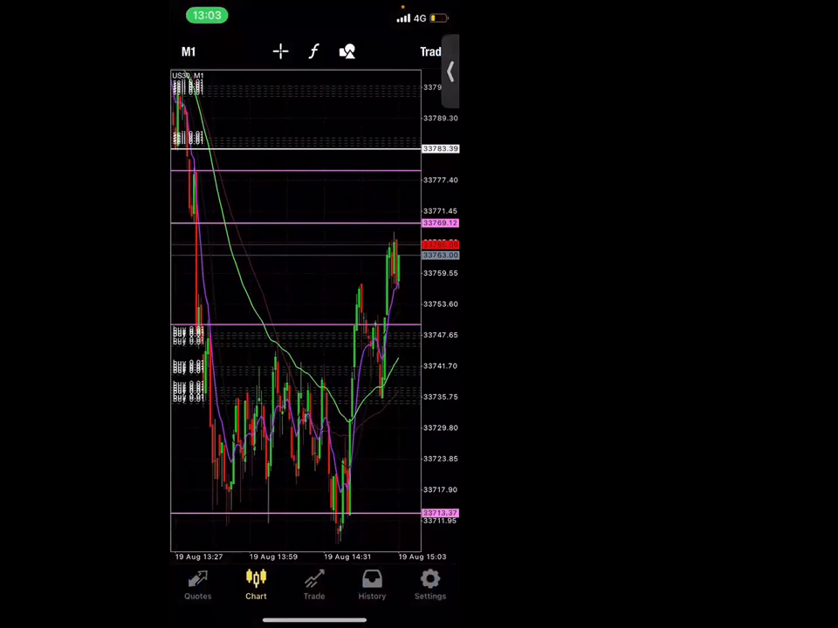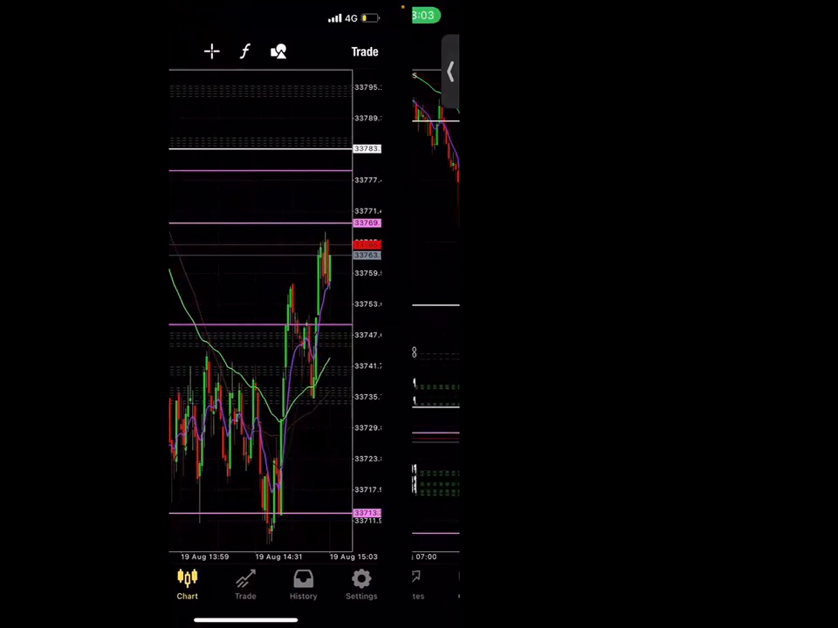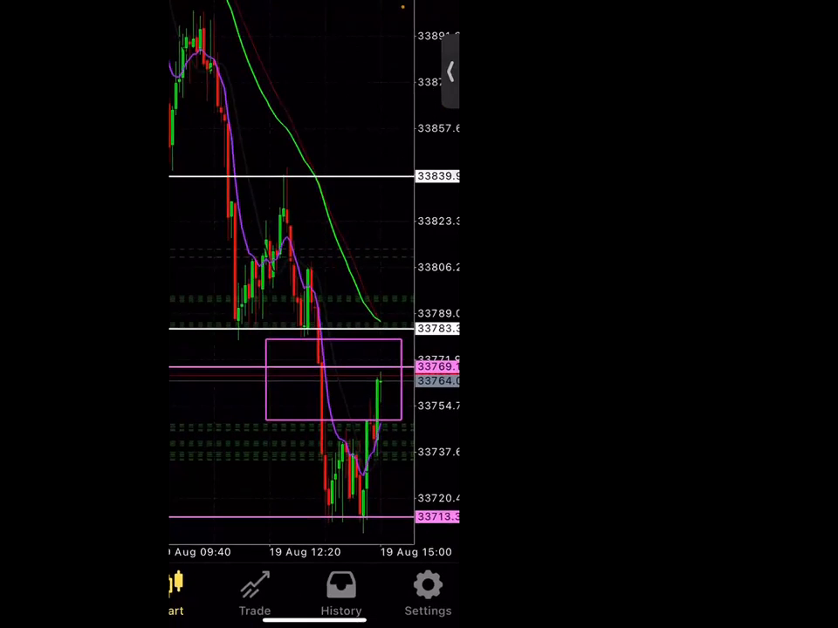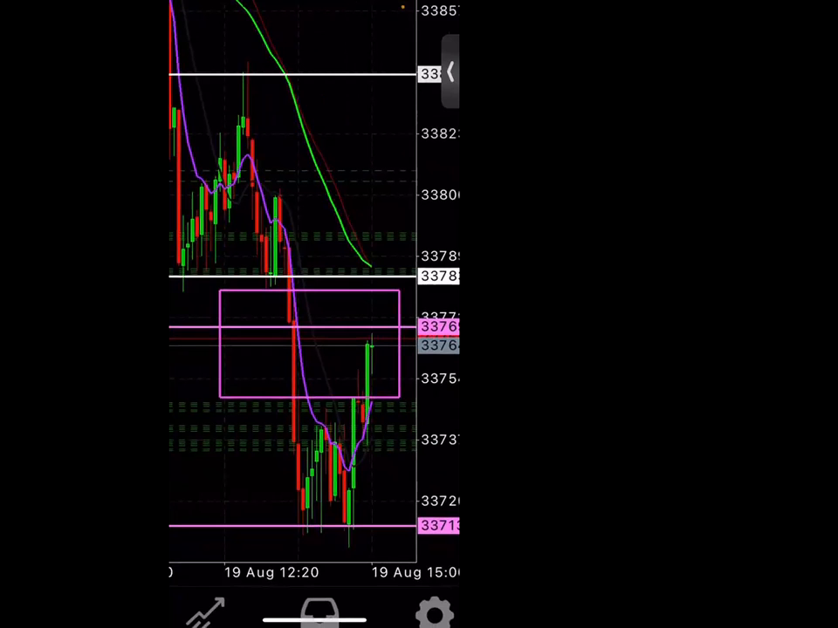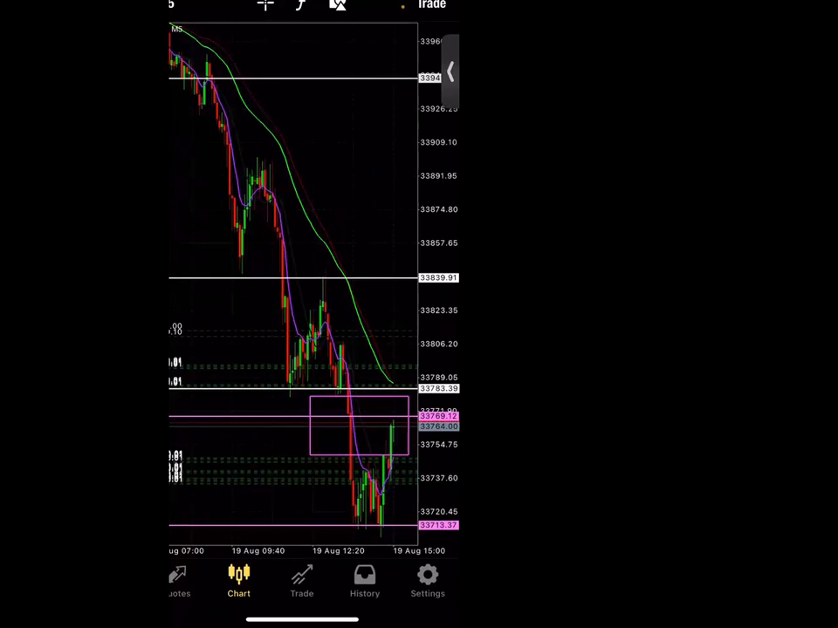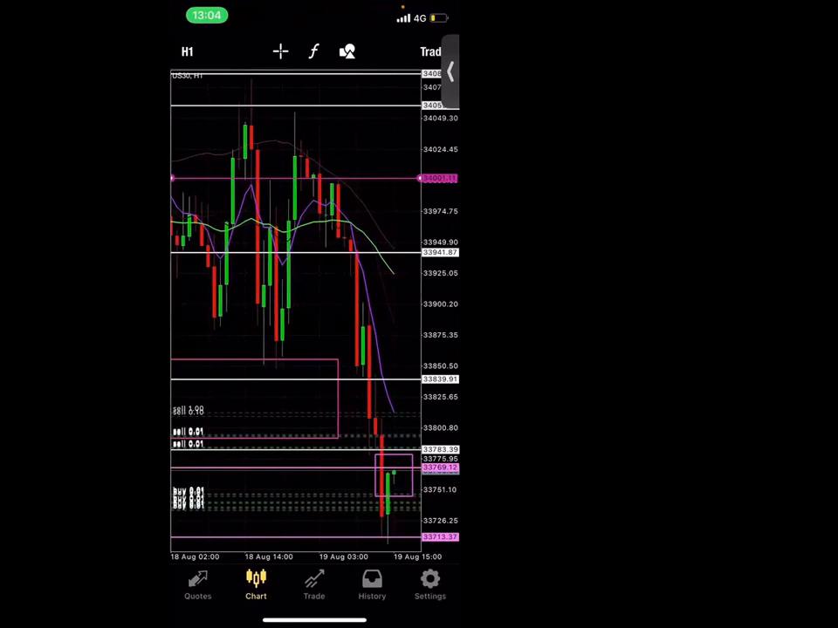That's the 1 minute. That's how it looks on the 1 minute, a bit choppy. This is on the 5 minute. This is on the 1 hour.